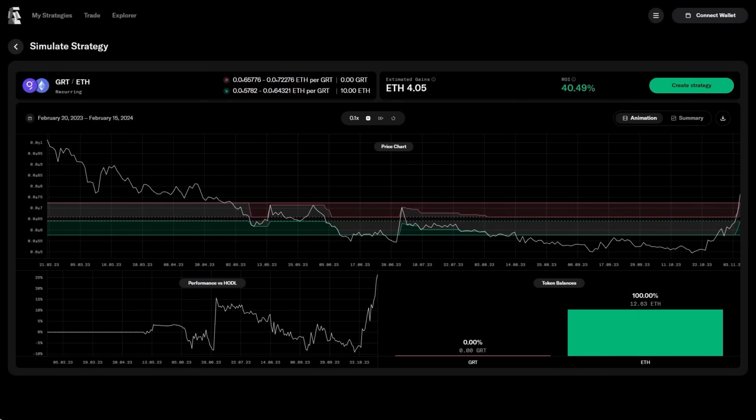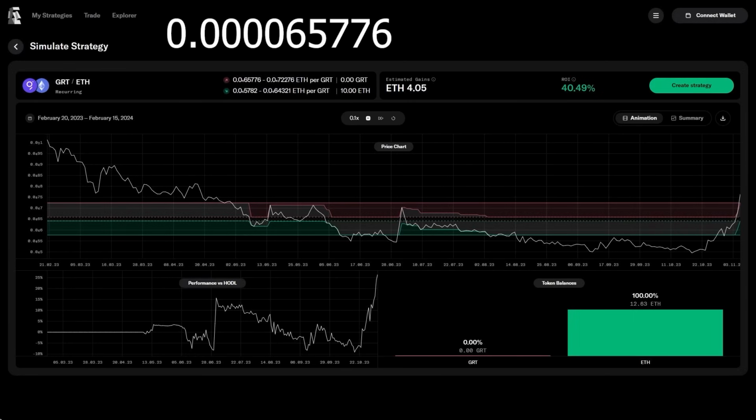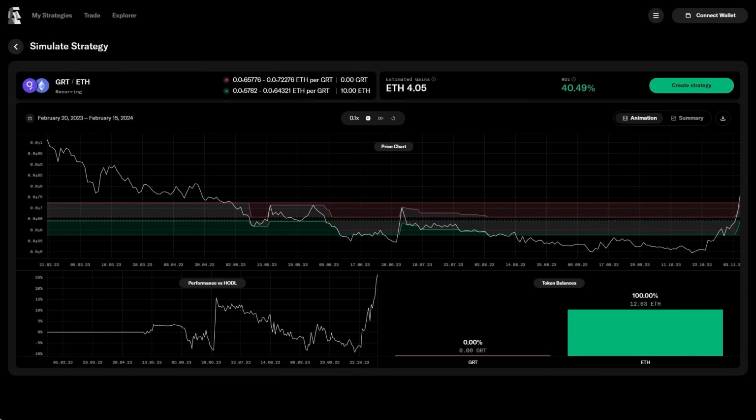0.000065776 is written in shorthand as 0.0 with a subscript of 4 indicating 4 zeros after the decimal, and then 65776. If it were fully written out, it would look like this. So we can see our buy and sell ranges. We can also see the strategy's initial funding of 0 GRT and 10 ETH.